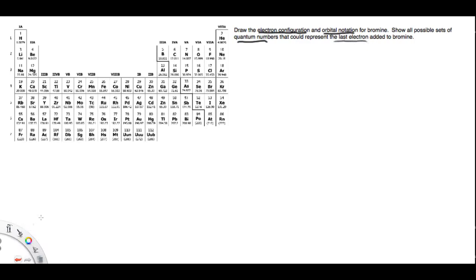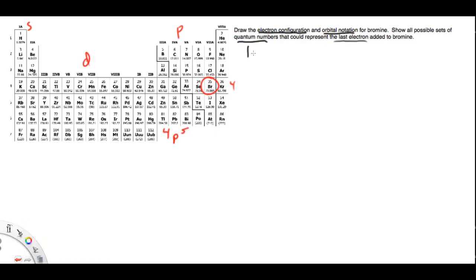Okay, so bromine is right here. It's on the fourth period, and here we have the S block, here's the D block, the D filling elements, and the P filling elements. So our last electron is going to be 4p5. So we want to do everything up to that.